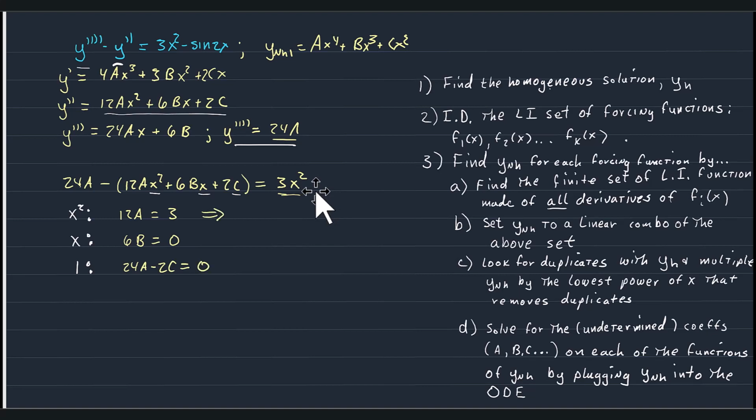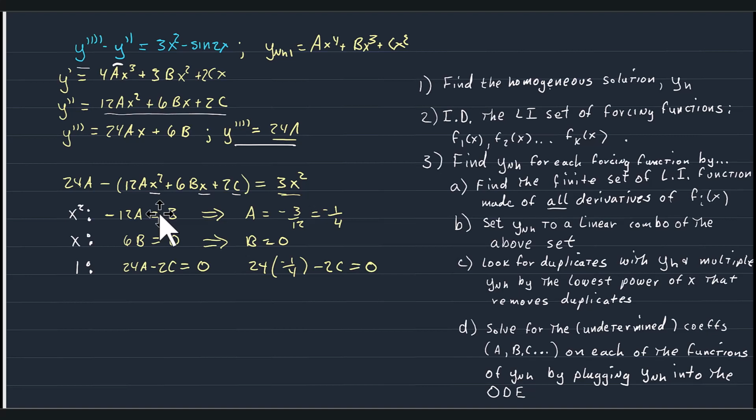So this equation tells us that a is equal to, this was a minus 12a because we have a minus there. I forgot to write that down. Hopefully you caught that while I was doing it. And so we get a is equal to minus 3 over 12, and to simplify that, that's minus 1/4. We get b is equal to 0. And we know that 24a, which is minus 1/4 times 24, minus 2c is equal to 0.